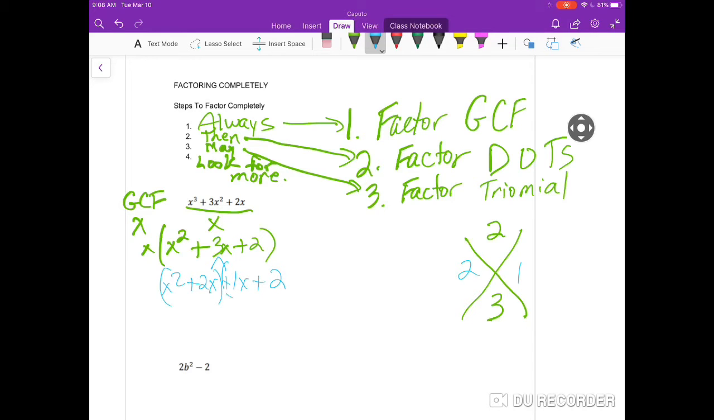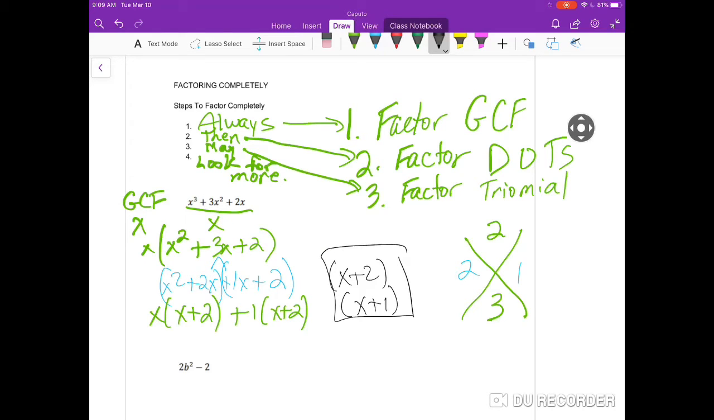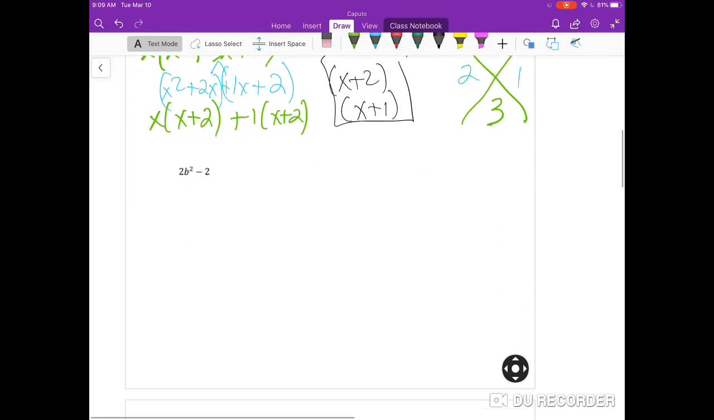Group it. GCF again. Pull out an x, I'm left with x plus 2. Pull out a 1, I'm left with x plus 2. Final answer is x plus 2 and x plus 1. Done. So hopefully that helps as far as number 1. We're just going to do more of these, and you guys can always come up and ask questions. Let me know what doesn't work.